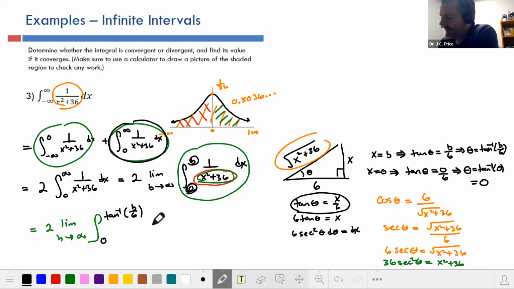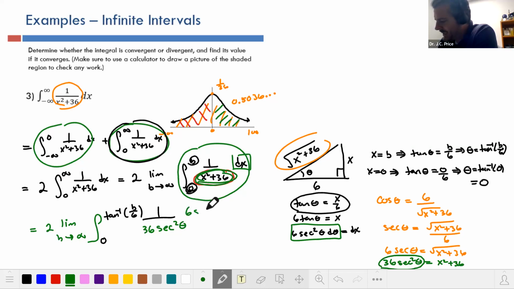And now I can plug in for all my stuff. So 1 over, and now I know what this is. This is this guy right here. So that's 36 secant squared theta. And then my dx is just this guy right here, a 6 secant squared theta d theta, which is nice because that means this is going to cancel with this, and this is going to cancel with that, leaving a 6 downstairs.